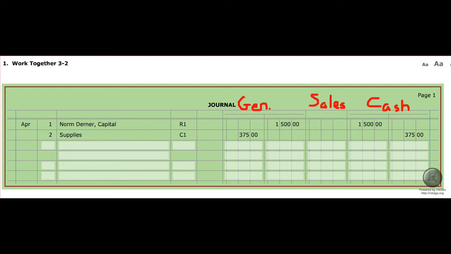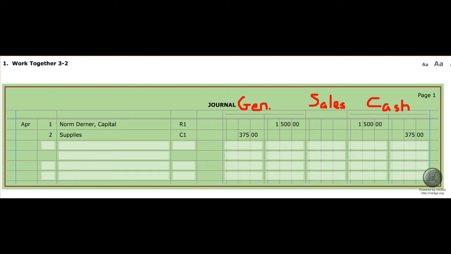Work Together 3.1 was brought forward for 3.2, so we're going to build off of our 3.1 assignment now. There's our accounts listed in there for us. Now we're going to add on some new concepts. On April 5th, we bought supplies on account from Palm Supply, $500, M1.